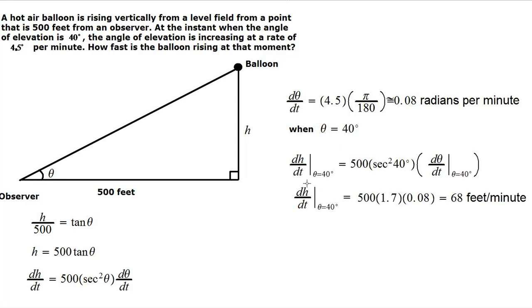We want dh/dt, that is the rate of change of the height with respect to t at this particular moment or instant, and theta is 40 degrees, and here we have the rate of change of theta at that point, and we have the two related or linked to each other. And the product gives us what? That the balloon is rising at a rate of 68 feet per minute.